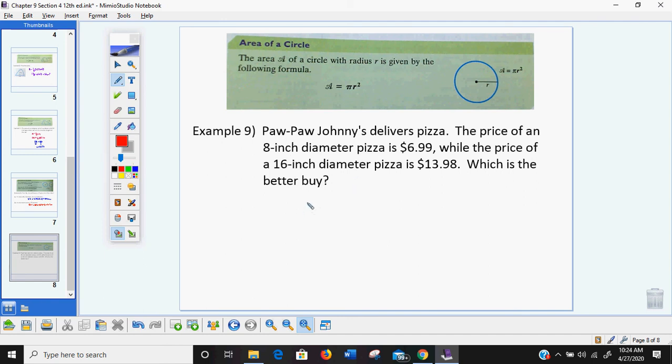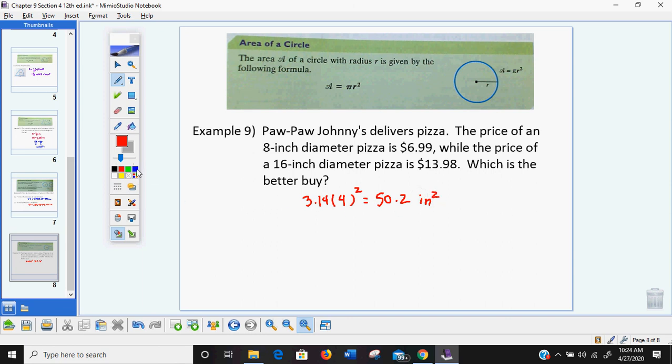So we're going to do the 8-inch first. So the area of an 8-inch would be 3.14 times the 8 squared, that's your r, for your radius. Actually, we need to do half of that. They gave us the diameter. We need the radius. So we need 4 there. So it's going to be 3.14 times 4 squared. And that's going to give us 50.2 inches squared because we're doing area.